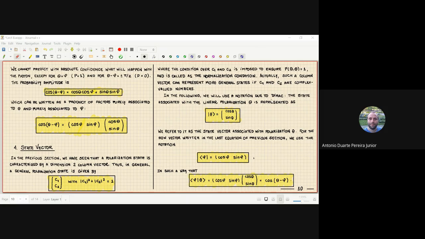And there is another question, which is the normalization condition. Does it work for the row vectors? So the normalization condition is the following. If I have a bra associated with phi, I can construct a ket associated with phi, which is just the transpose of this. So I will write a column vector that is cosine phi, sine phi. And again, the normalization condition must hold.